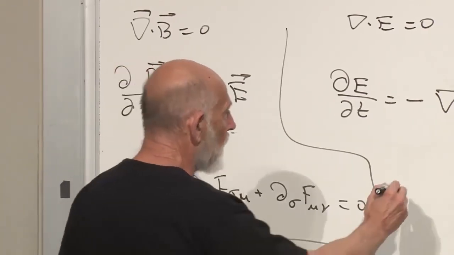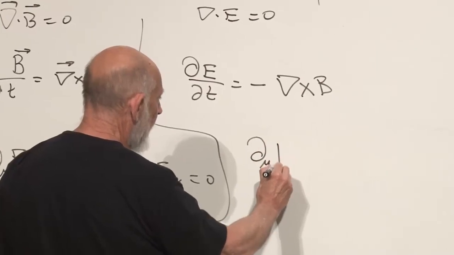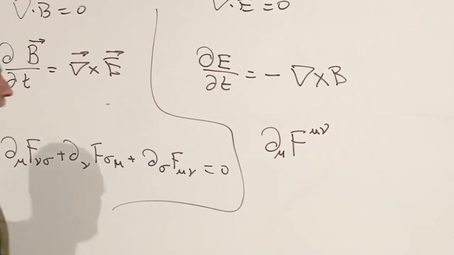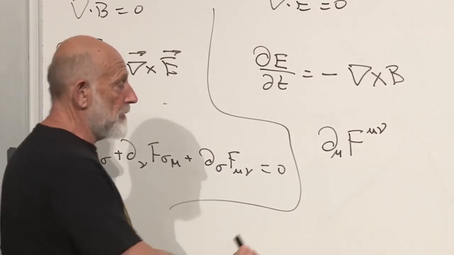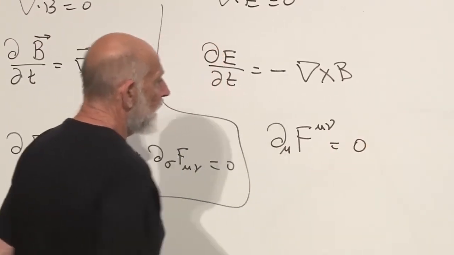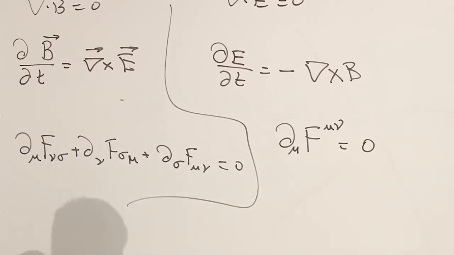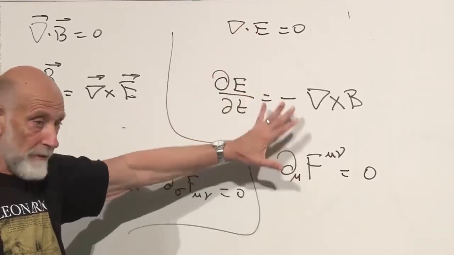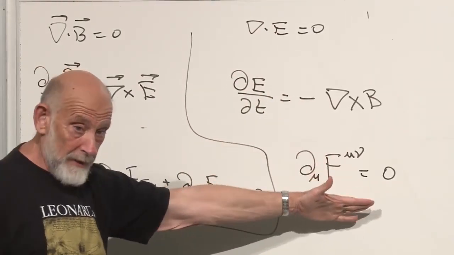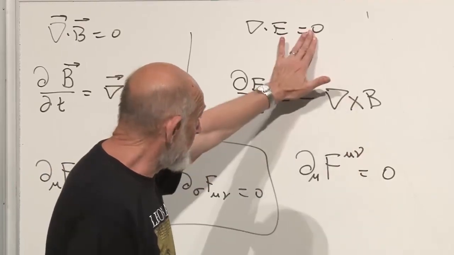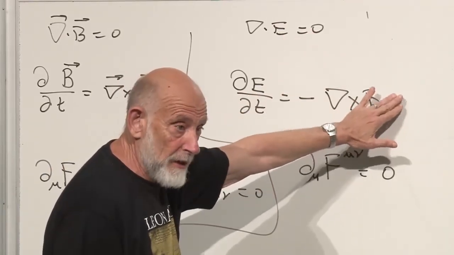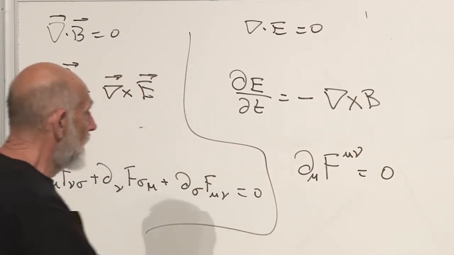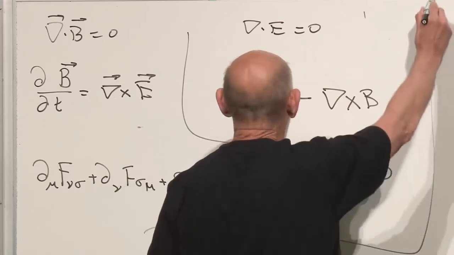These equations have the form d mu F mu nu equals, in the case where there are no charges and currents, equals 0. Now, both these equations here do have a right-hand side that I have not included. This could be the charge density, and on the right-hand side here there would be a current. I've written the equation in empty space. No charges, no currents. There they are.